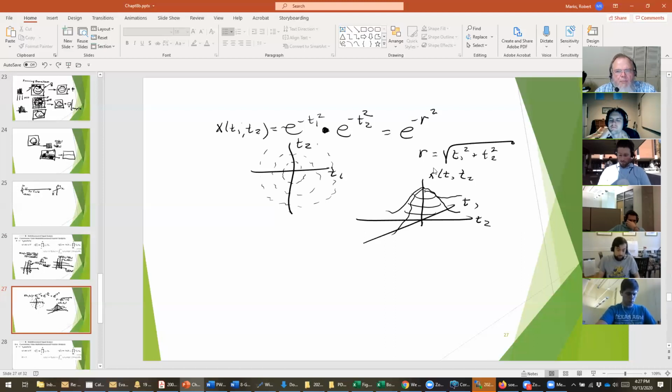We can indeed have separable functions which do not have a rectangular, blocky sort of structure. We can have rectangular functions.